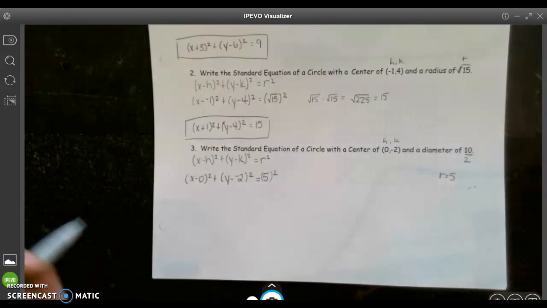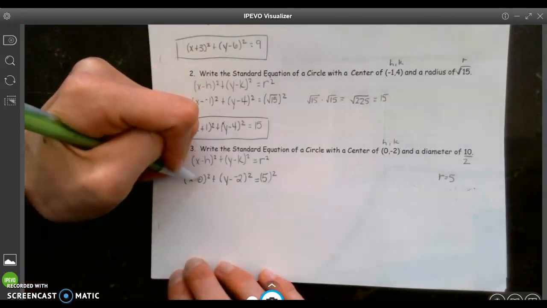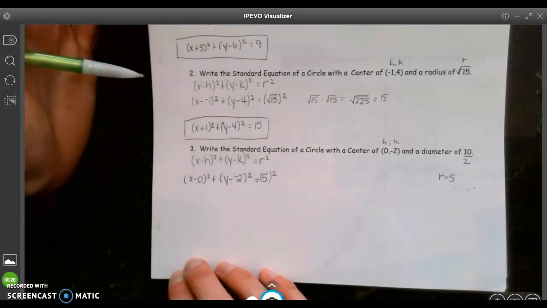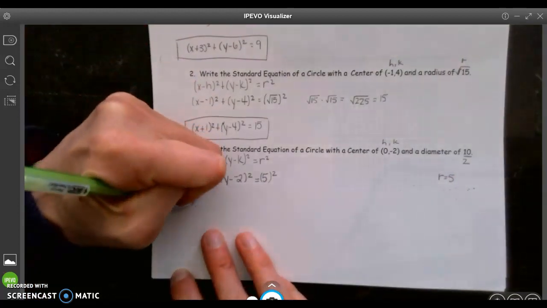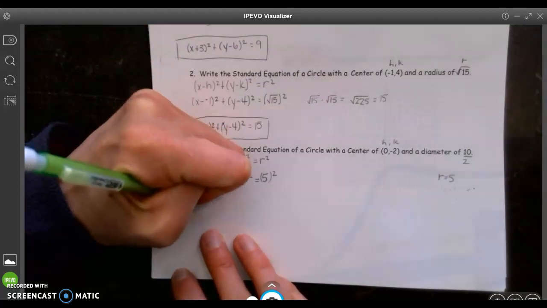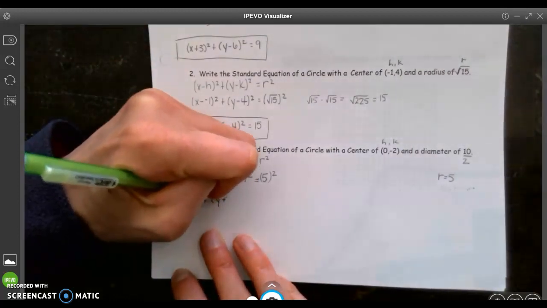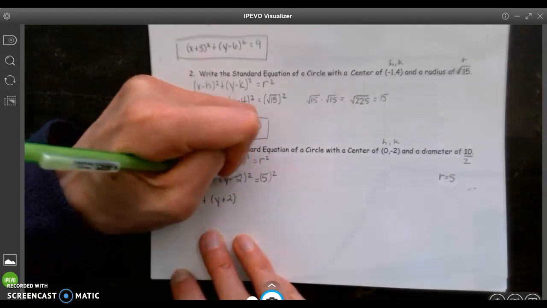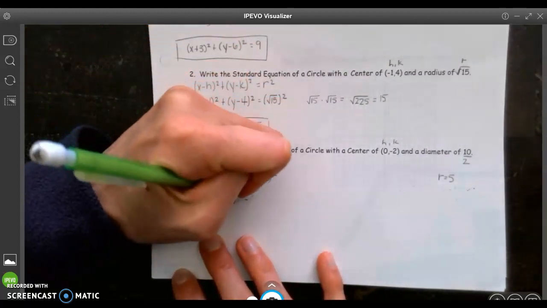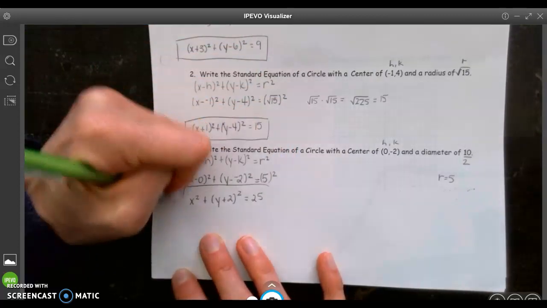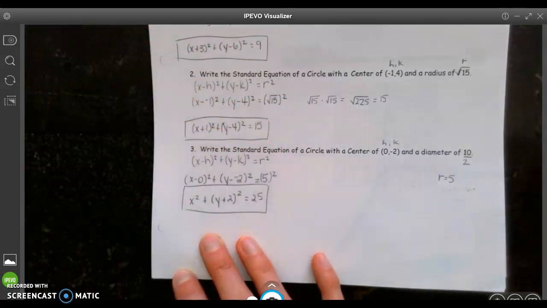Again, I'm going to clean this up a little bit. X minus 0, anytime I take anything and subtract 0, it stays the same. So x minus 0 is x. X squared plus, and then I have y plus 2 because it's minus a negative. And then 5 squared is 25. So here's the standard equation of the circle there.